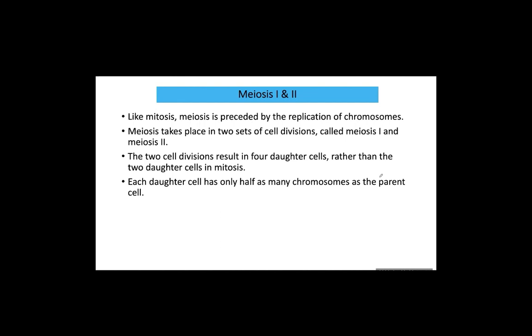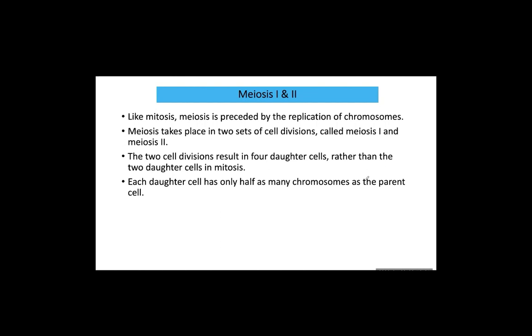But there's a difference between mitosis and meiosis. Meiosis takes place in two sets of cell division called meiosis 1 and meiosis 2. What does it mean? Once meiosis 1 occurs, immediately another division we call meiosis 2 follows. The two cell divisions result in 4 daughter cells rather than 2 daughter cells. From mitosis, you only have 2 daughter cells, but from meiosis, you will have 4 daughter cells.